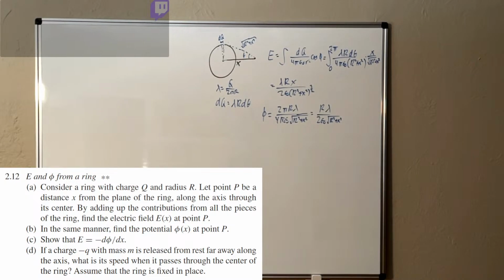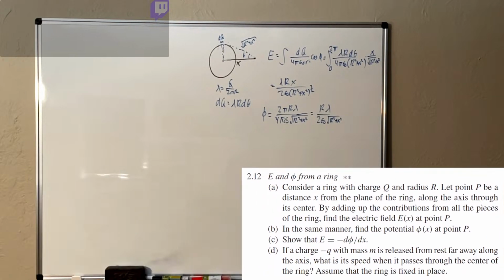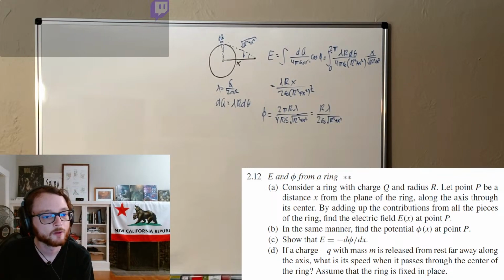Rho dv equals... Okay, yeah, let me look at what you're saying. Dx dy dz equals r dr d theta dz. We really want theta to vary, right? Right. Rho dv equals sigma dA equals lambda ds.